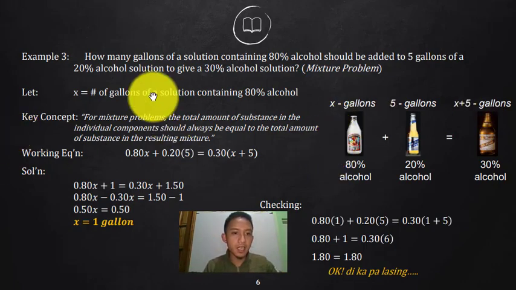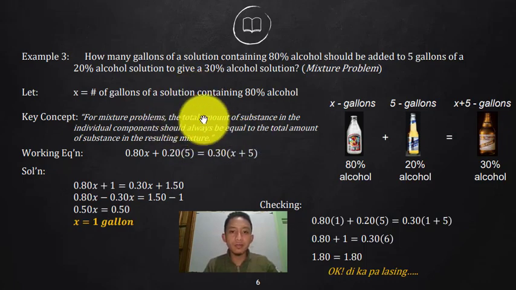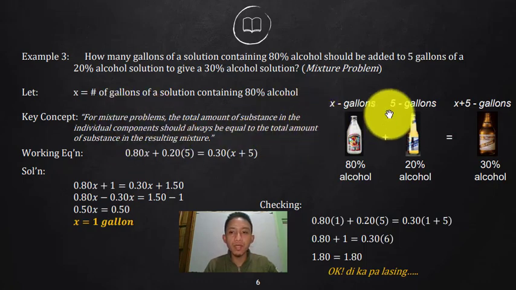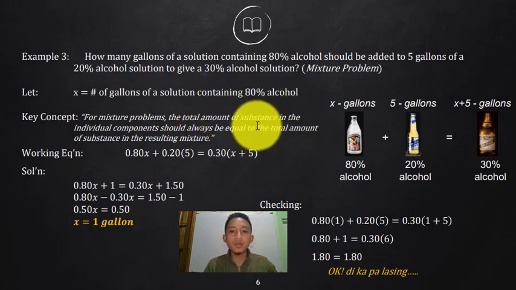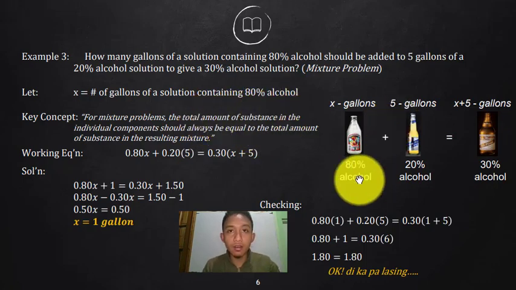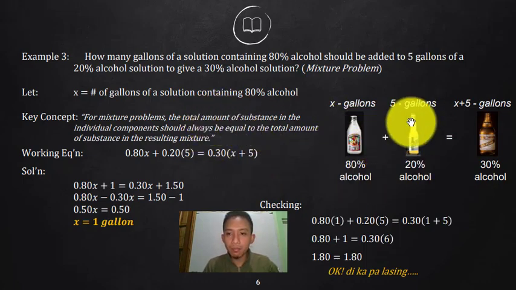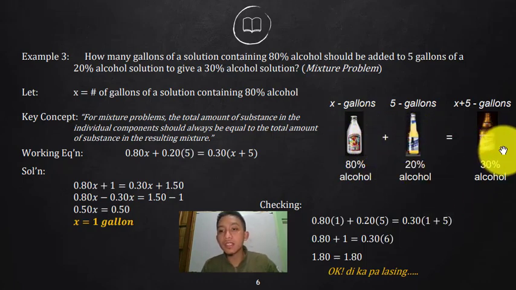This is the key concept that you need to understand in mixture problems. For mixture problems, the total amount of substance in the individual components, those that we are combining, is what matters. What is the substance? That is your alcohol. So the total amount of alcohol in your individual components should be equal to the total amount of alcohol in the resulting mixture. Nothing will be changing there.